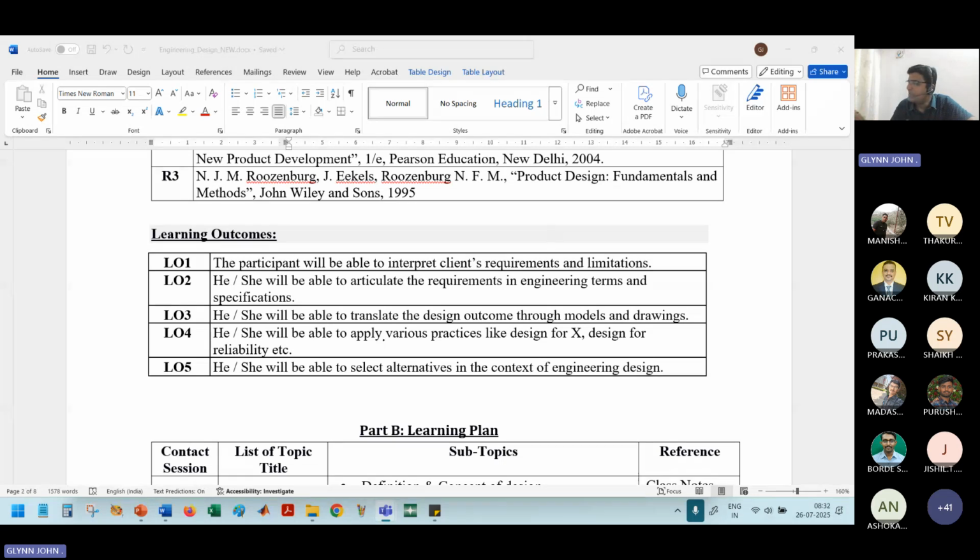Then you will be able to apply some of the fundamental concepts in design for X, right? Design for excellence. Then if there are multiple solutions, you'll be able to select a particular solution based on the advantages and disadvantages. So that means there are structured methods for selection of solutions. You will be able to understand all those methods, right? So these are the learning outcomes.